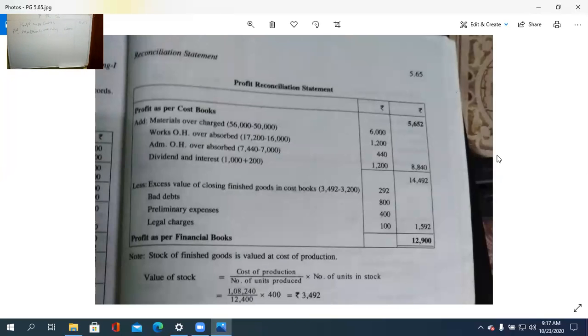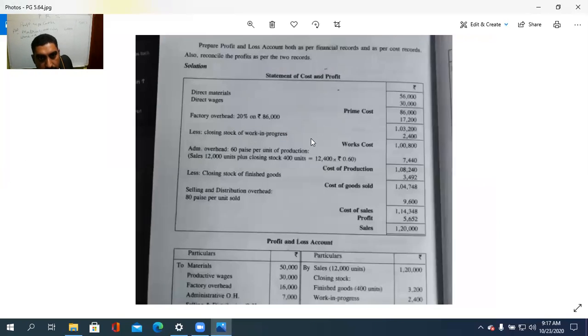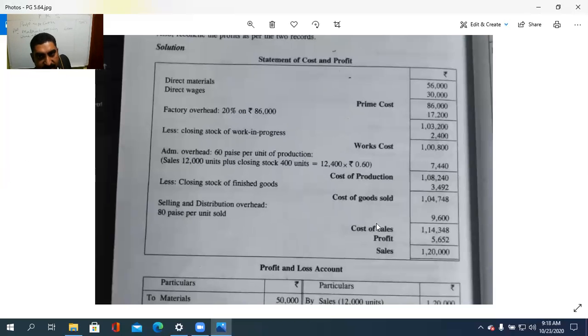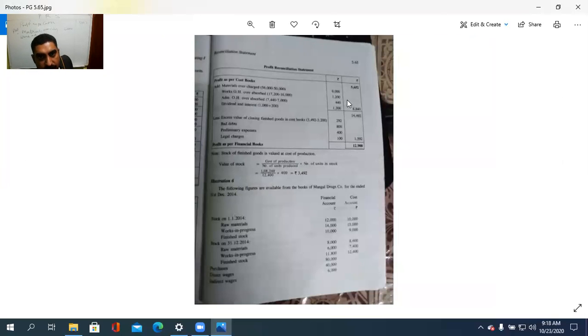Okay. Then works overhead. What is that? Over absorbed. Works overhead over absorbed. It is 17,200 in the cost books, while 16,000 in the financial books. See, works overhead 17,200 in the cost books, while in the financial books it is 16,000. So 1,200 over absorbed.